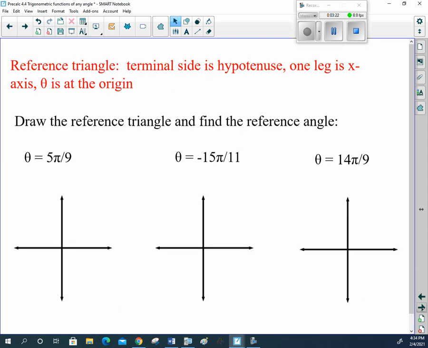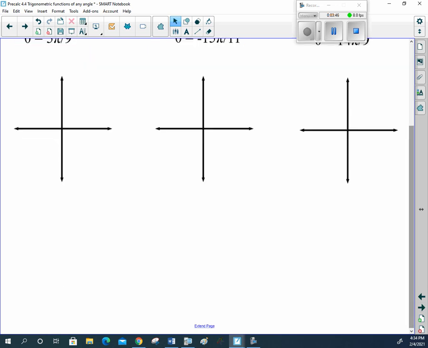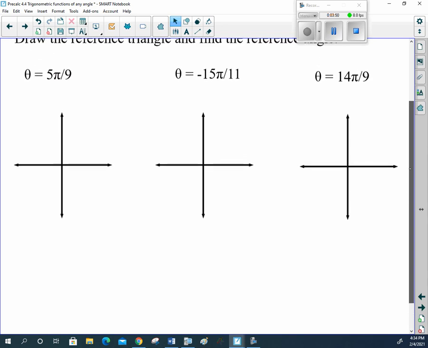Okay, this one says we're going to draw a reference triangle now. So for the reference triangle, the terminal side is the hypotenuse, one leg is the x-axis, and theta, once again, is at the origin. So I'm going to draw the reference triangle, and I'm going to find the reference angle. I'm going to do both. Now this time we're in terms of pi radians instead of degrees, so that I can figure out where I'm going to graph. I am going to do my scale on this first one.